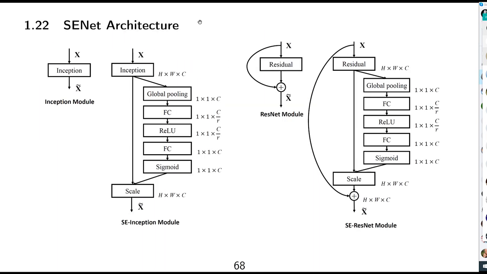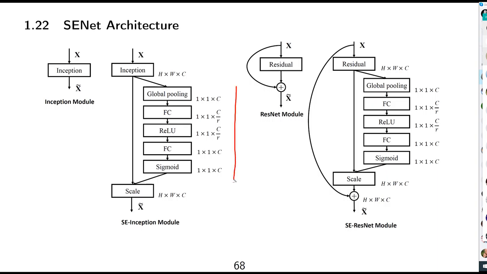So Squeeze and Excite Net is a building block, and this building block can be put into multiple different networks. For example, into an Inception architecture, or a ResNet. Let's look at Inception first. There would be some Inception block that a tensor X is input to, and then as output of the Inception block, the squeeze and excite block would operate on the output of the Inception block.